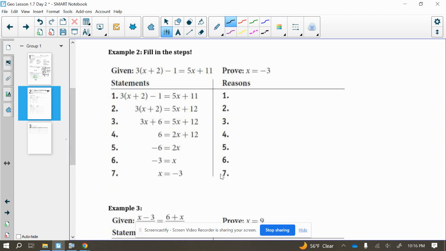So here is our two-column proof, statements on one side, reasons on the other. And each time we begin our proof by writing down our given information. So first step was given to us, and eventually we are going to try to prove that x equals -3. Now notice this proof starts off that this -1 moved over to the right-hand side through addition. From there, we see that the 3 was distributed to the x and the 2 through the distributive property.